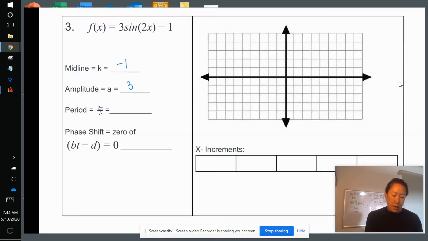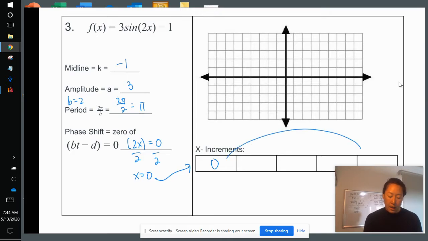Amplitude is 3. The period, this time our b value is 2, so we're going to take 2 pi and divide it by 2, giving me pi. Our phase displacement is 2x is equal to 0, so divide by 2, x is equal to 0. So I'm going to start at 0, and it should take a total of pi this time. Okay, so let's take pi divided by 4. It tells me what to count by. So this doesn't simplify, so I'm going to start counting up.